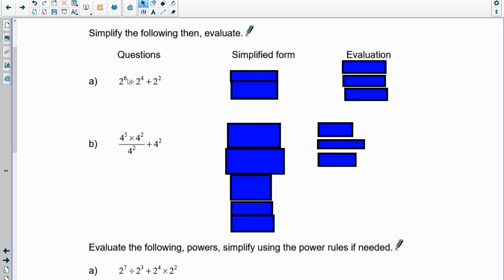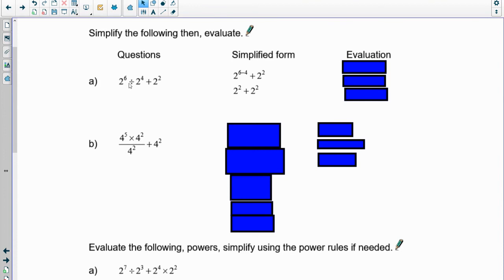So 2 to the 6 divided by 2 to the 4 plus 2 to the 2. This is important that you understand this. 2 to the 6 divided by 2 to the 4, that's 2 to the 6 take away 4. And 2 to the 6 take away 4 gives me 2 to the 2 plus 2 to the 2. Now these cannot go together because this is adding. It only works when they're multiplying.